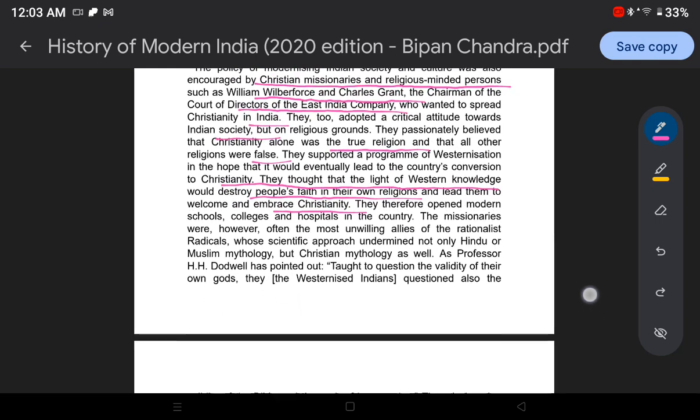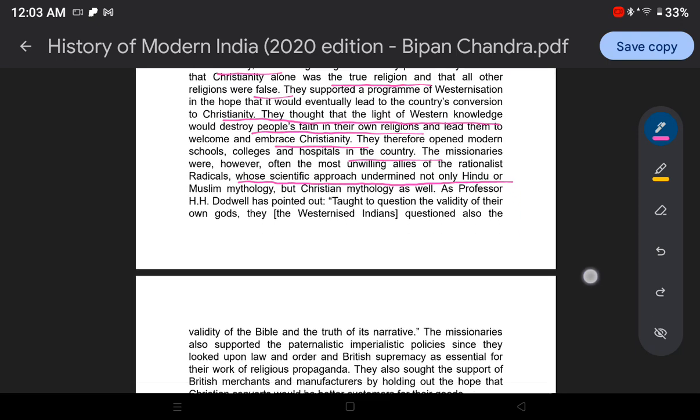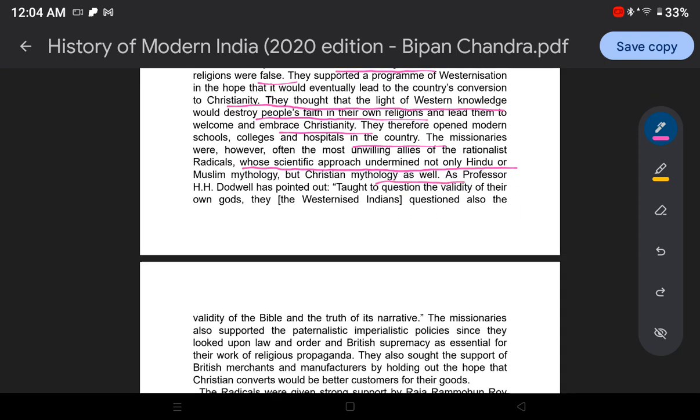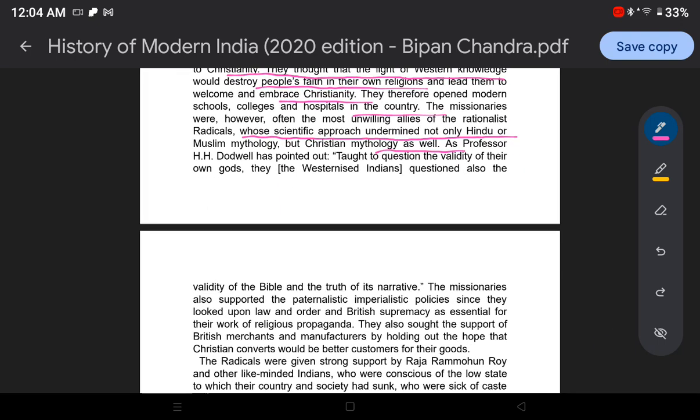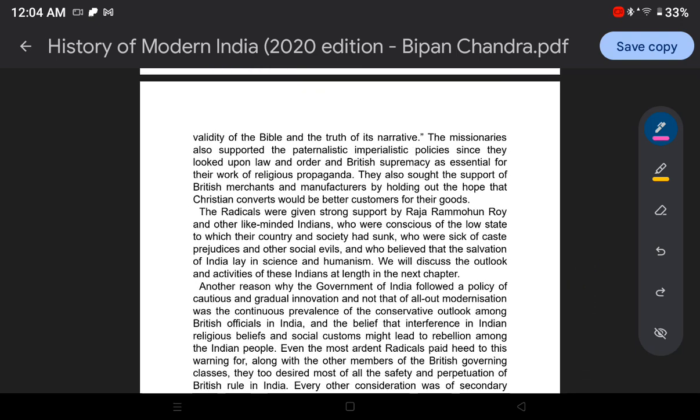They therefore opened modern schools, colleges, and hospitals in the country. The missionaries were, however, often the most unwilling allies of the rationalist radicals, whose scientific approach undermined not only Hindu or Muslim mythology, but Christian mythology as well. As Professor H. H. Dodwell has pointed out, the westernized Indians, taught to question the validity of their own gods, questioned also the validity of the Bible and the truth of its narrative.